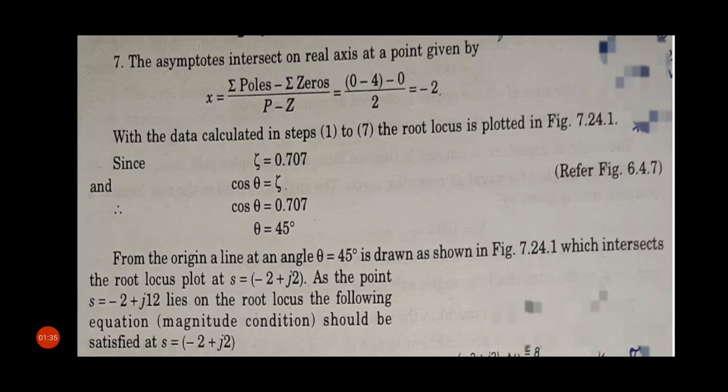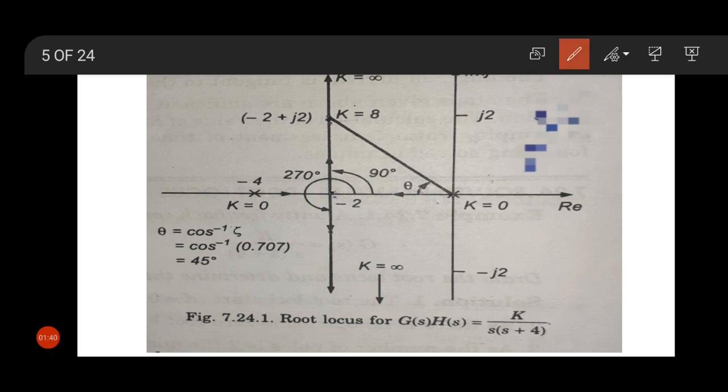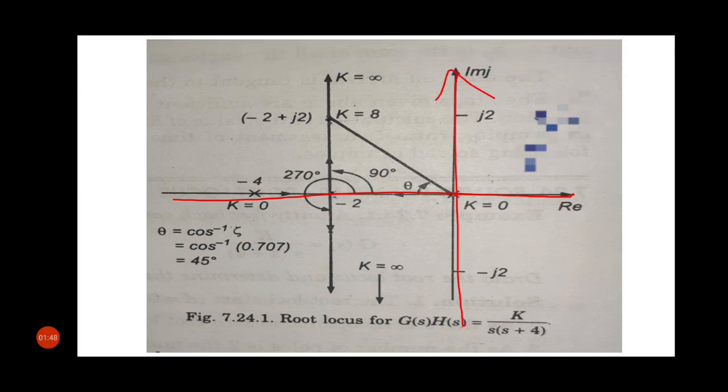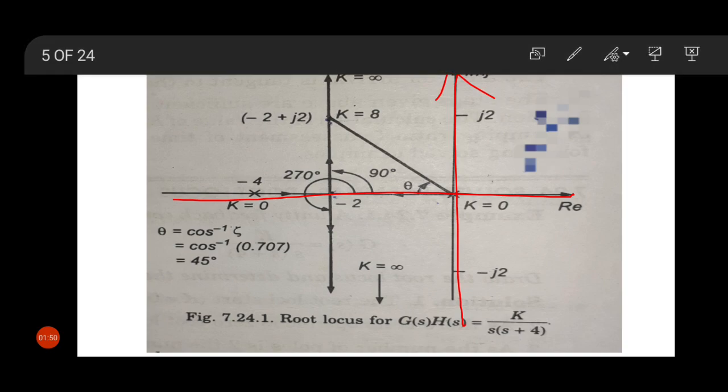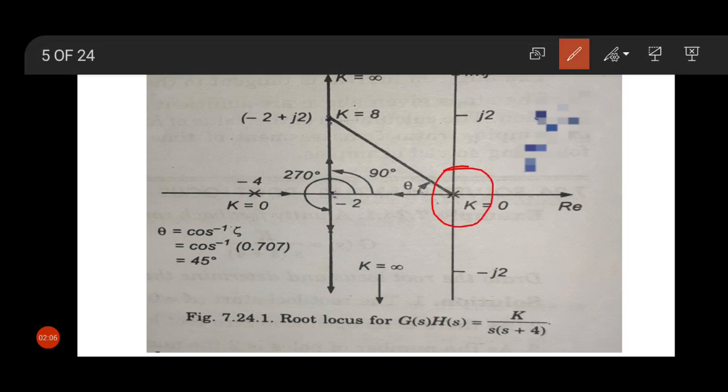See, this is our plot. This is our real axis and this is our imaginary axis. Here I have marked real, RE, and imaginary, IMG. Now we identify the poles and zeros. Here in our system there are two poles. One pole is s equal to 0, that means this, and one pole is s equal to -4, that means this. And from these two poles the root locus starts.